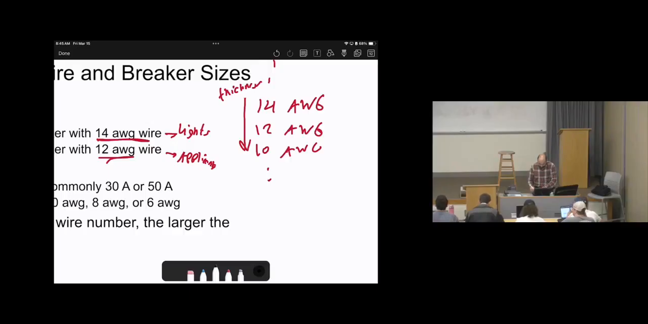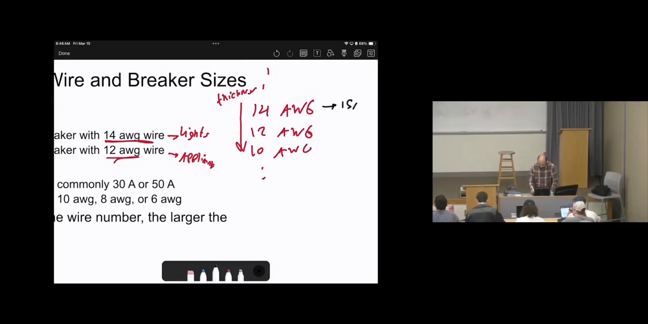In other words, the lower AWG number can handle larger currents. So AWG 14 can handle 15 amperes. AWG 12 can handle 20 amperes. AWG 10 can handle 30 amperes, etc. Maybe AWG 16 can handle, I think, 10 amperes. So we have an ampere capacity for each wire.